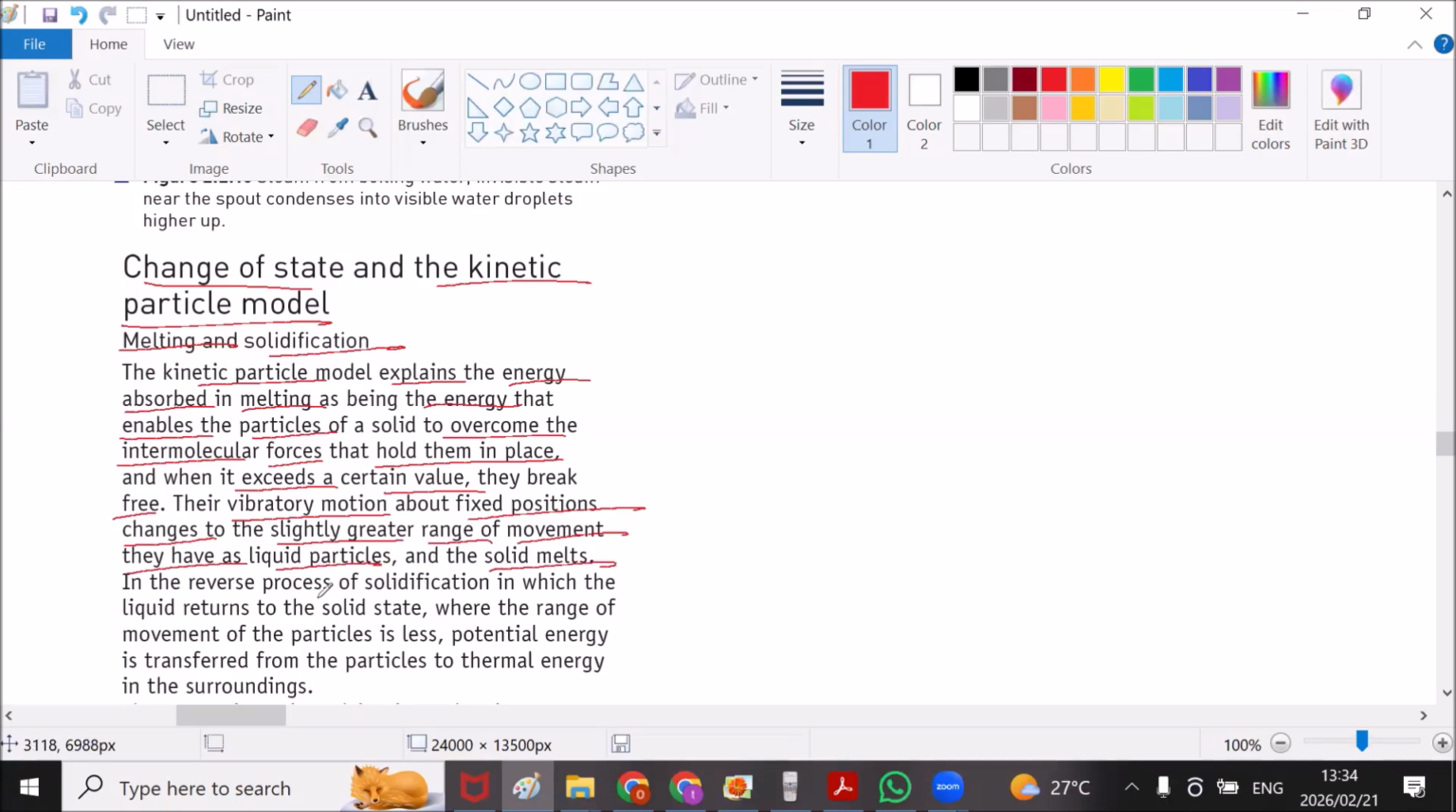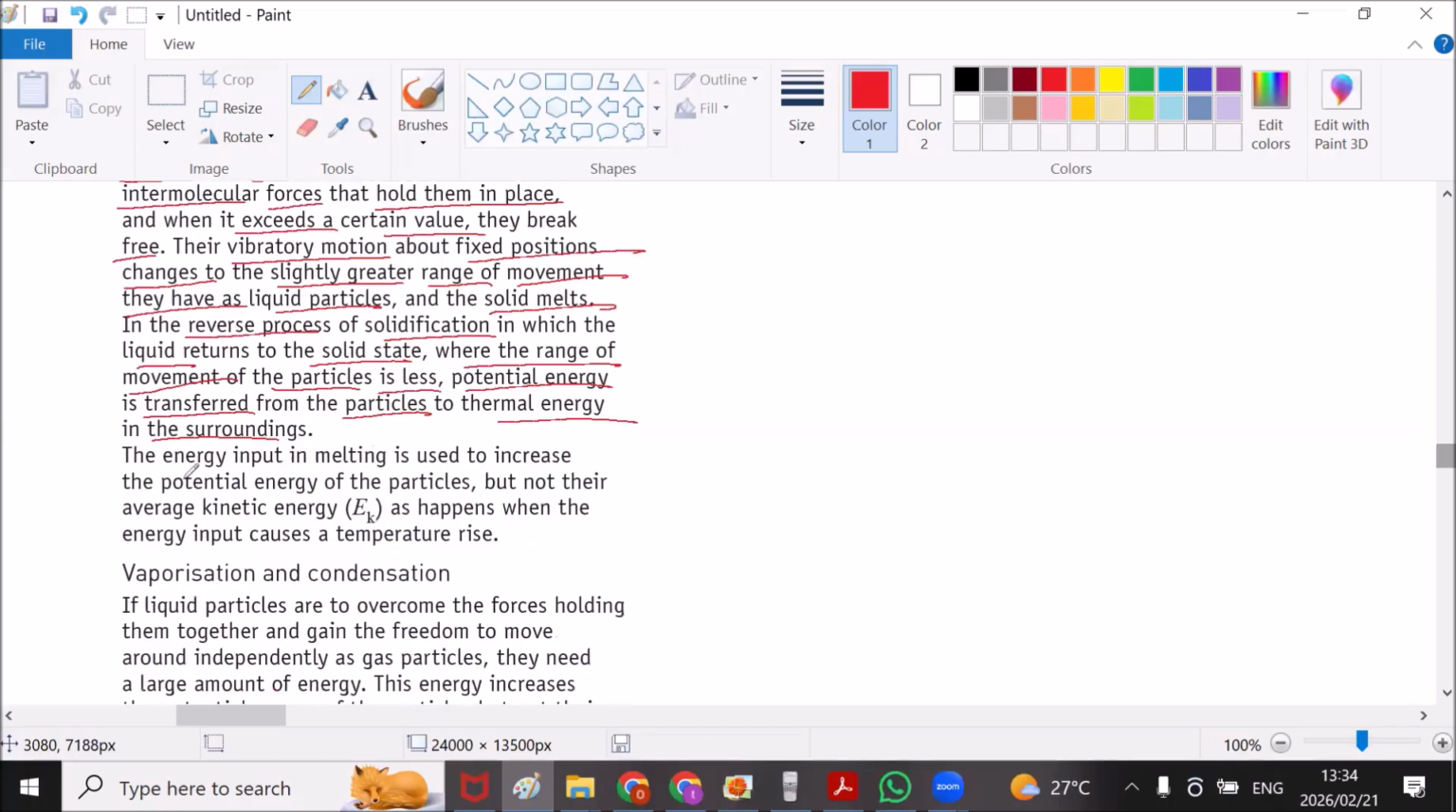the solid melts. In the reverse process of solidification, in which the liquid returns to being a solid, where the range of movement of particles is less, potential energy is transferred from the particles to thermal energy in the surroundings. The energy input in melting is used to increase the potential energy of the particles, but not their average kinetic energy, as happens when the energy input causes a temperature rise.